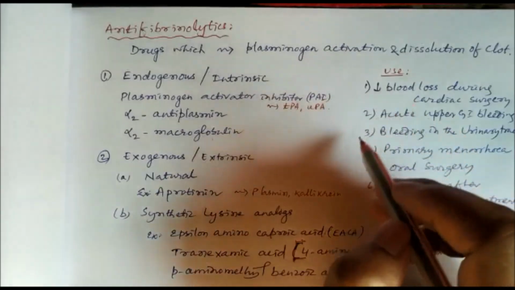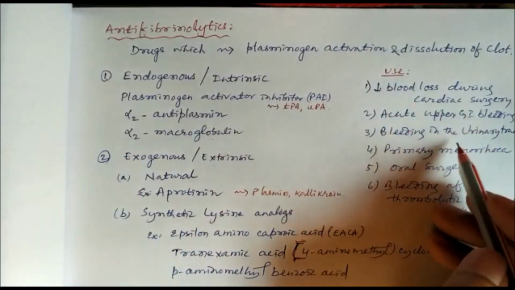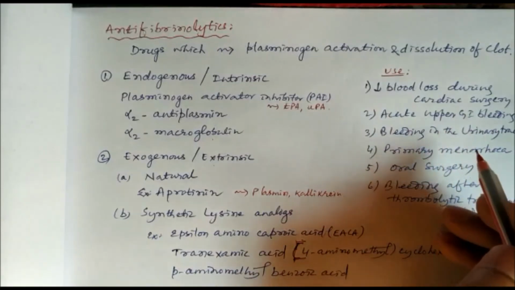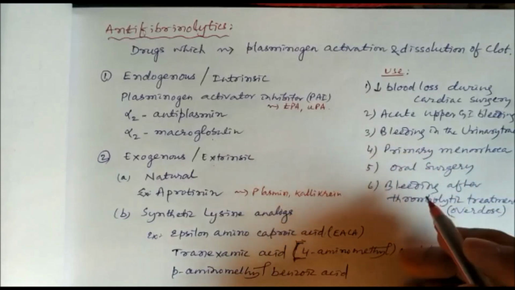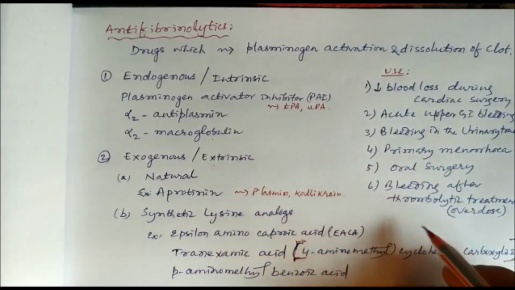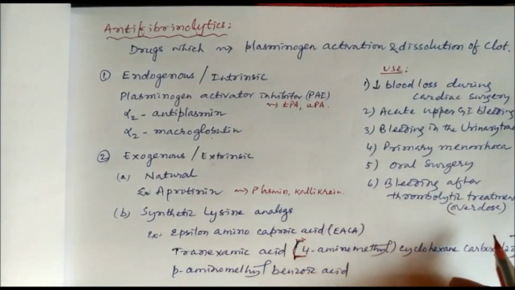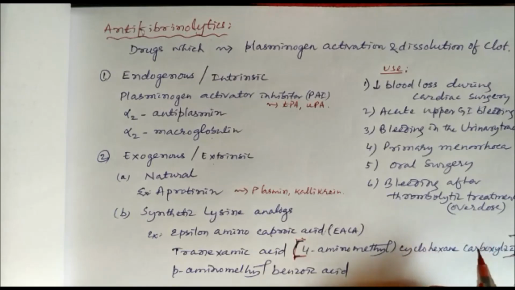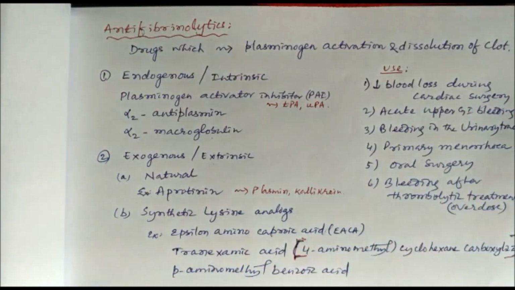in cardiac surgery to reduce blood loss, in gastrointestinal bleeding, acute upper gastrointestinal bleeding, bleeding in the urinary tract, menorrhagia, oral surgery, and bleeding after thrombolytic treatment or overdose. So in all these cases we can use antifibrinolytics. So this is all about fibrinolytics and antifibrinolytics. Thank you.